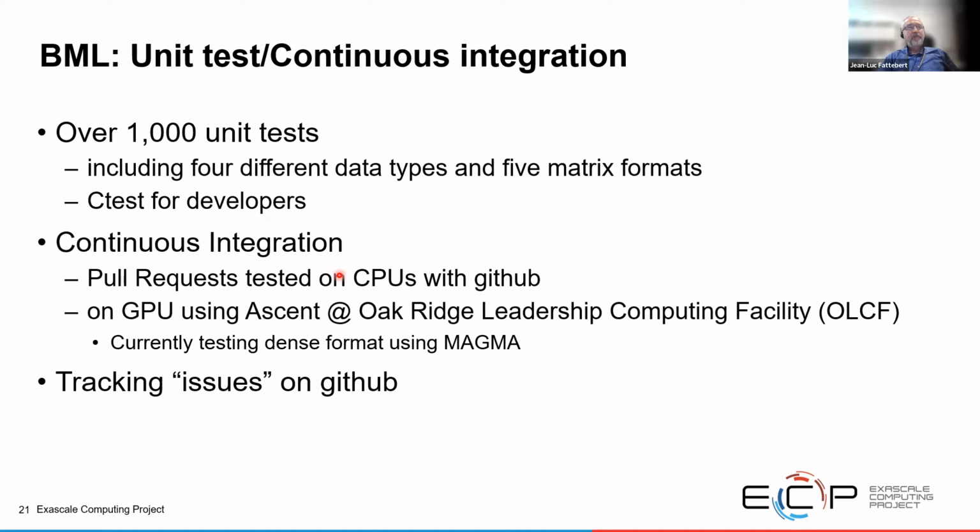In terms of continuous integration, every pull request is tested on CPU using the GitHub resources. For GPU, we use the resource offered by the OLCF, using Ascent to test the GPU implementation. This is currently done only for the dense format using the Magma implementation. We also use GitHub for issue tracking, our own issues, as well as users' issues.